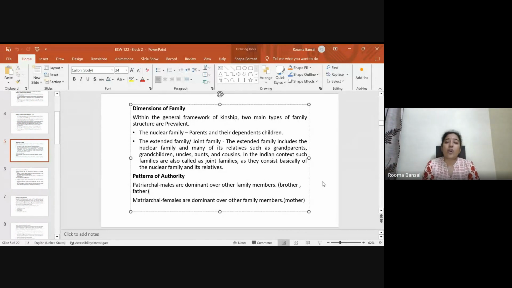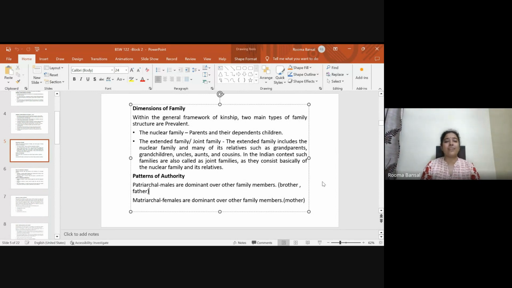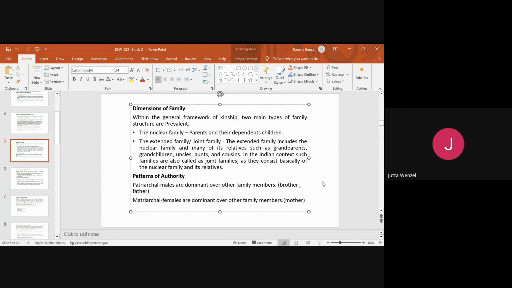No, here we are talking about the nuclear family pattern. Generally this is patriarchal and matriarchal. Here we are talking about the first family members: husband, wife, and their dependent kids. Still, it's about the nuclear family.